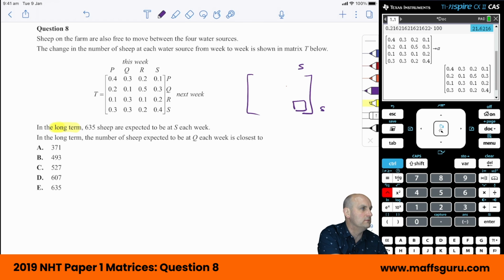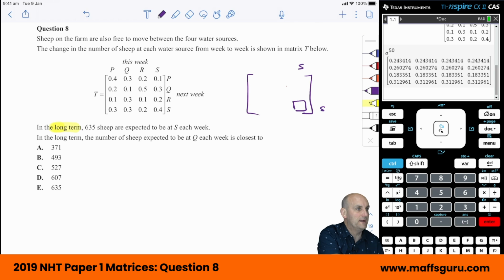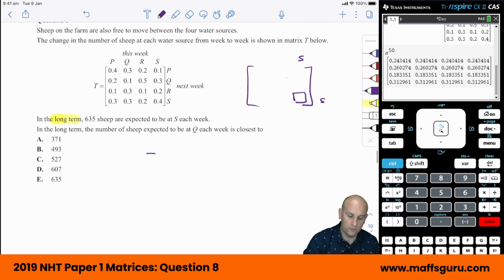A to the power, oh, he says not apparently. A, we can do it, A, thank you, to the power of 50. Hit enter, and there we go. So there is my transition matrix. And again, what I'm going to look for is this big value here, S to S. So what they're saying is each week, roughly speaking, 0.31296 times the total number of sheep.